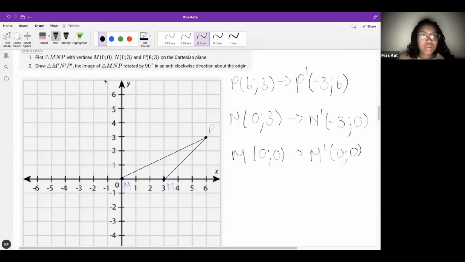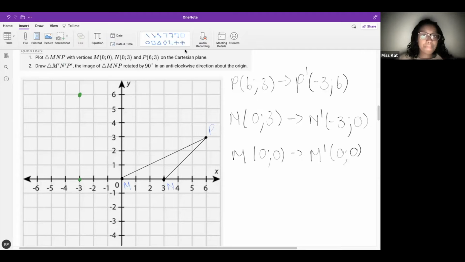Now let's plot our new triangle. I'm gonna plot it in green. There we go. So now my new point says -3 and 6. Ooh, it's right up there. Next is -3 and 0, which means it's here. And then, of course, 0 and 0.